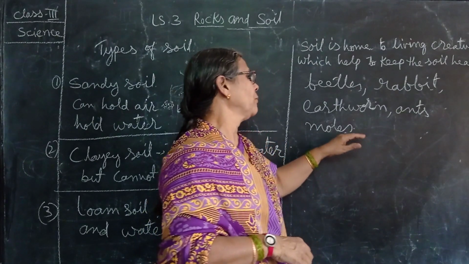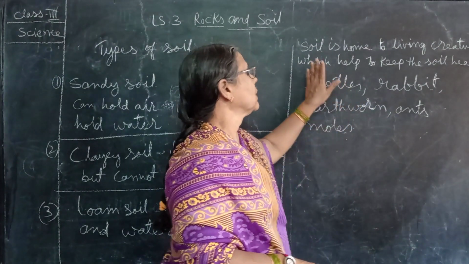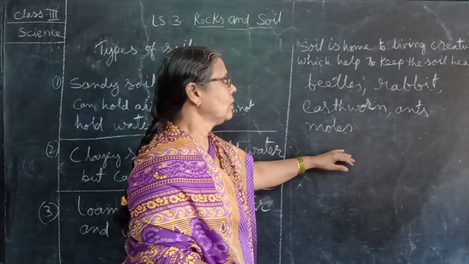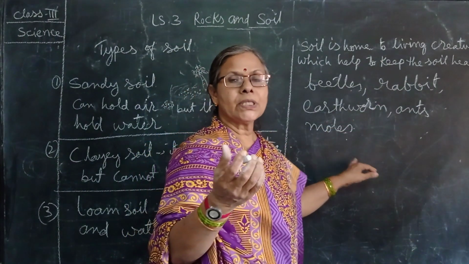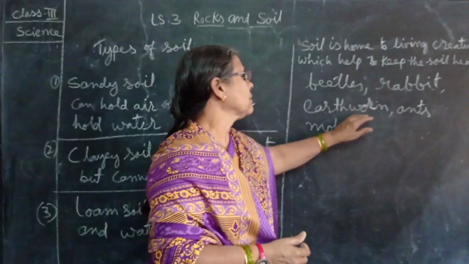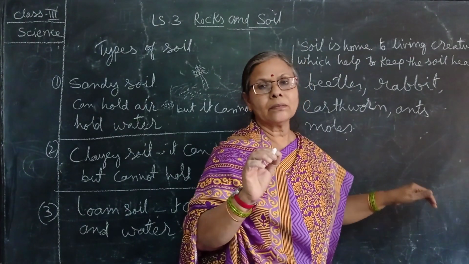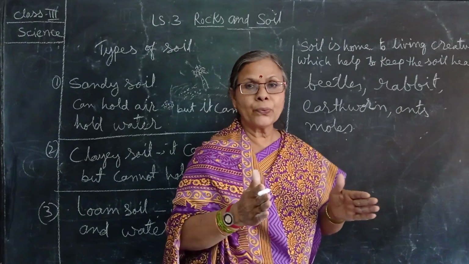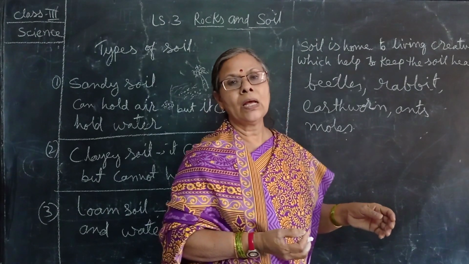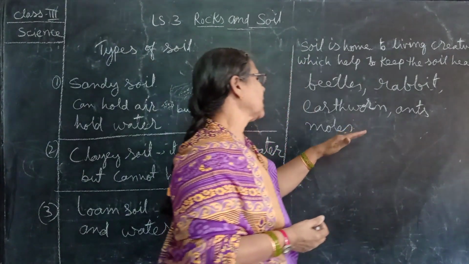In whichever soil you find, the earth from that soil is good for the plants. And soil is home to living creatures which help to keep the soil healthy. Healthy in the sense that if the soil has a lot of water and all, these ants and earthworms will keep on removing the soil and making way. So in that way, air goes inside the soil and gives air to the roots.